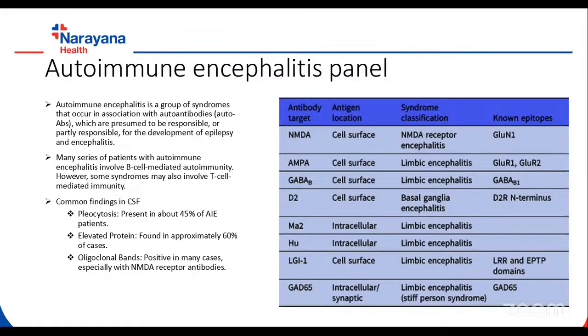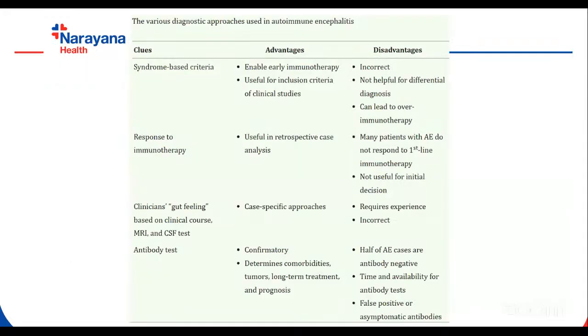Then the sugar will be normal in most cases, but there will be an elevation in CSF protein, and you would find oligoclonal bands, which are positive in many cases, especially with NMDA receptor antibodies. So these are the various antibody panels which are seen. Commonly ones are the NMDA, VGKC, GABA, and GAD65. So these are the various diagnostic approaches used in autoimmune encephalitis.